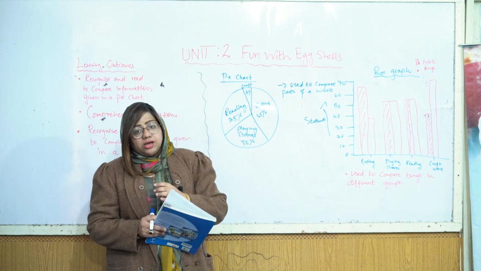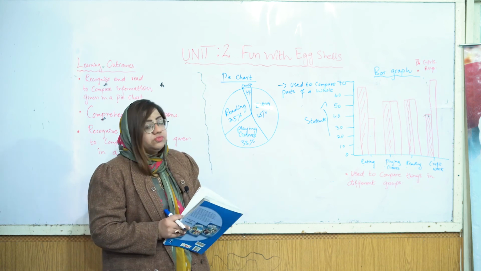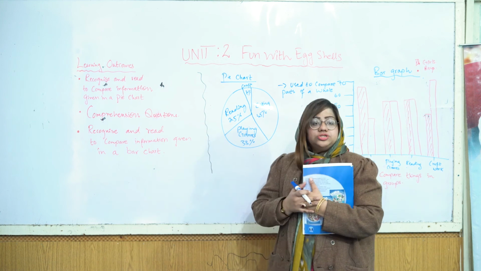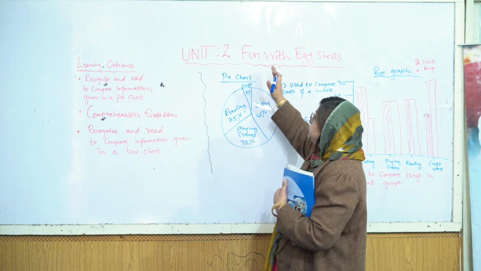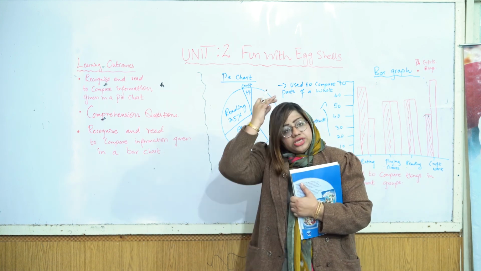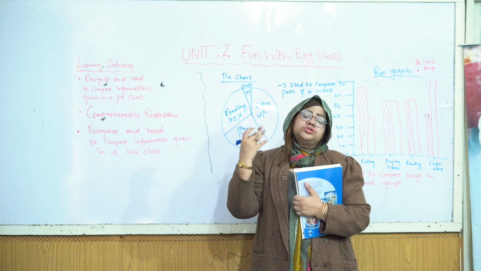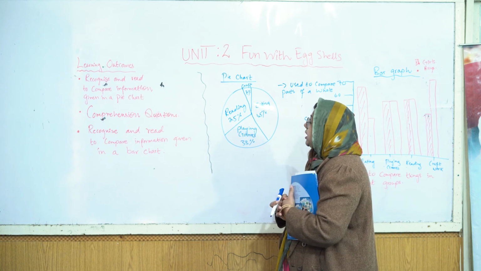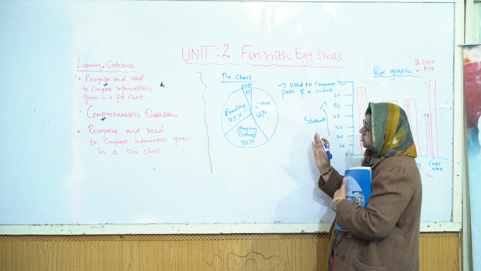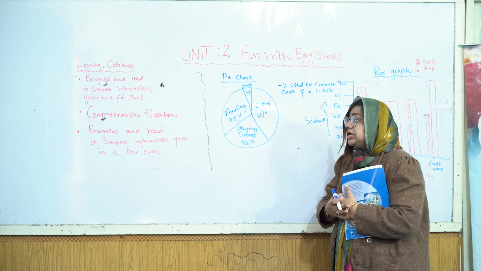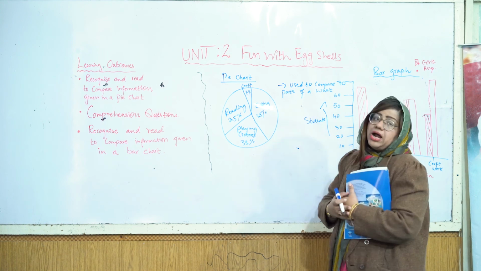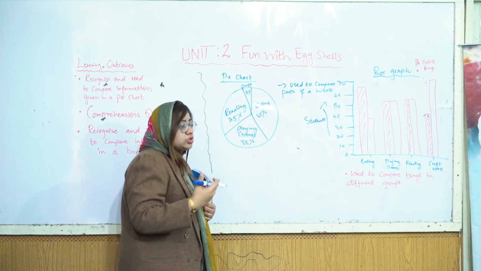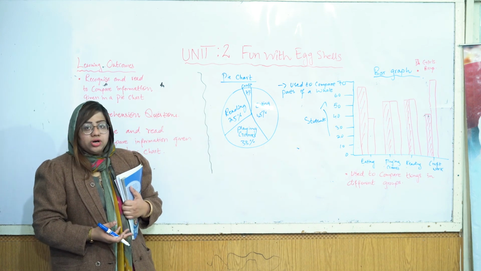I am again recapping or revising the whole lesson which we have learned today. What we have done: we did comprehension questions based on Unit 2 topic, Fun with Eggshells. We have discussed different questions and answers given in your textbook. And then we moved on to the pie chart. What is a pie chart? That is to compare parts of a whole. We discussed and did most of the blanks given in your textbook.